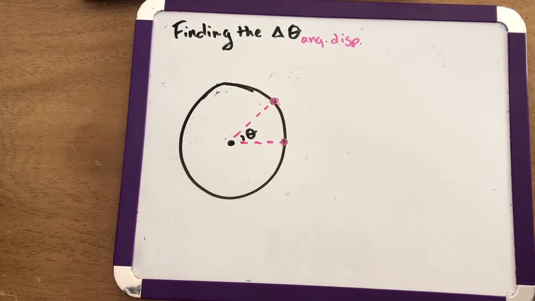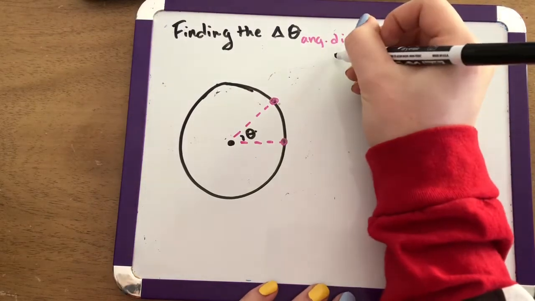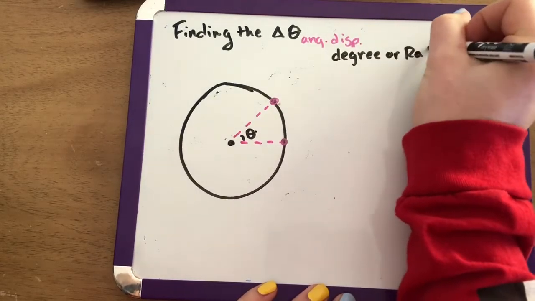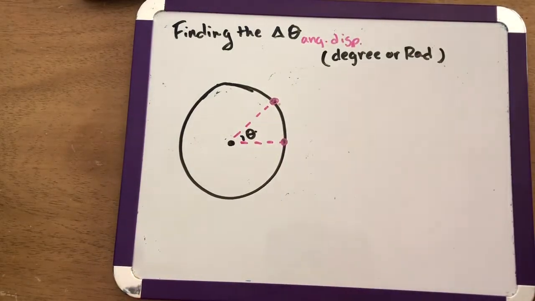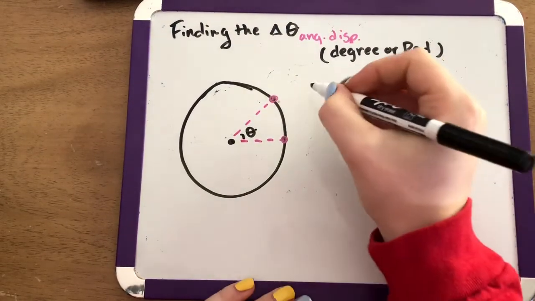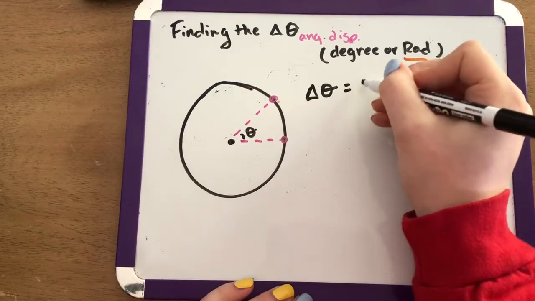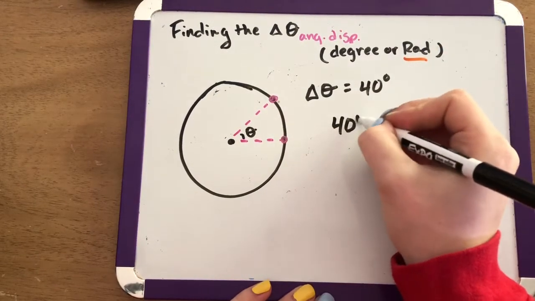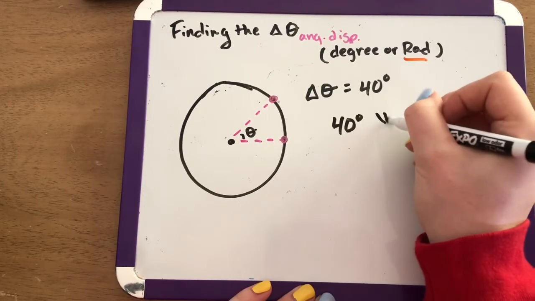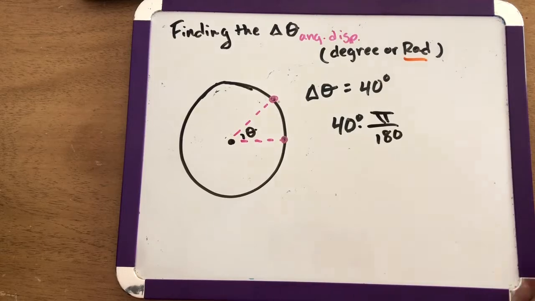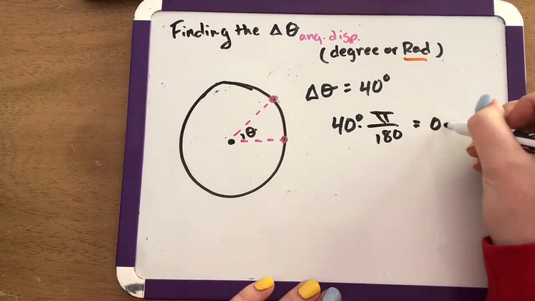So we are going to solve for angular displacement. Angular displacement is in degrees or radians, and we want to measure in physics using radians when we're doing our equations. If we are given the angular displacement of 40 degrees, we need to convert that to radians, which is 40 times pi over 180. That will give us 0.7 radians.